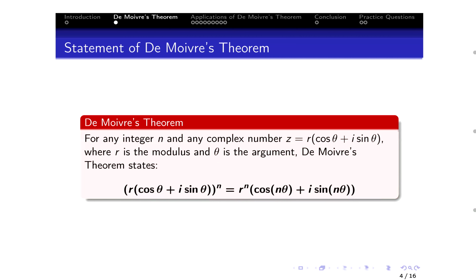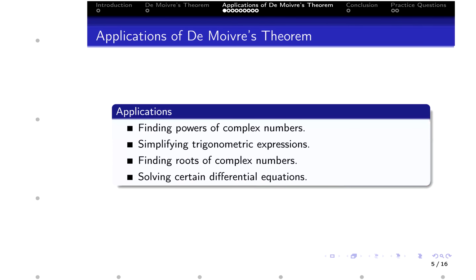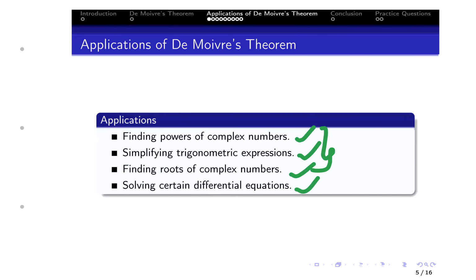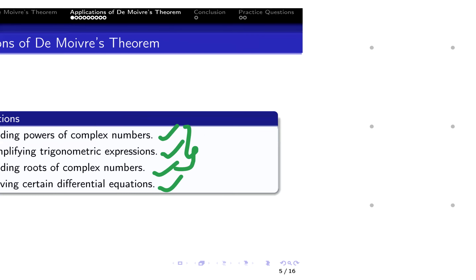So let's look at some applications of De Moivre's theorem. First, you can use De Moivre's theorem to find powers of complex numbers. You can use it to simplify trigonometric expressions. With it, you can find the roots of complex numbers and also solve certain differential equations. But in this video, our focus will be on the first three as we proceed.